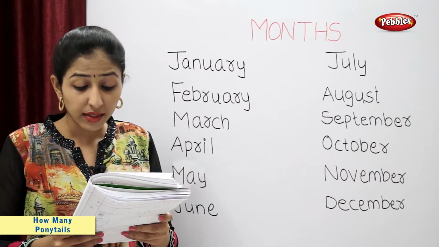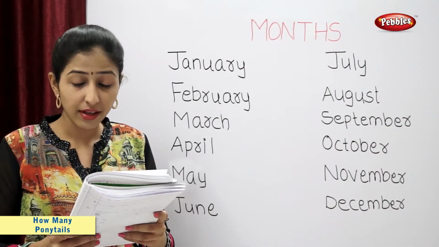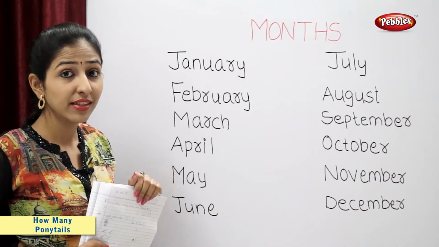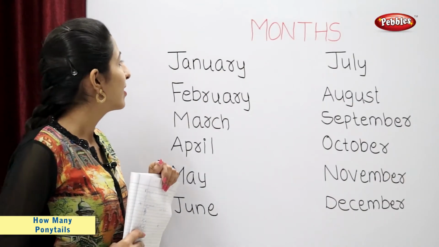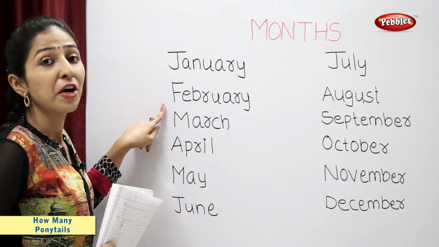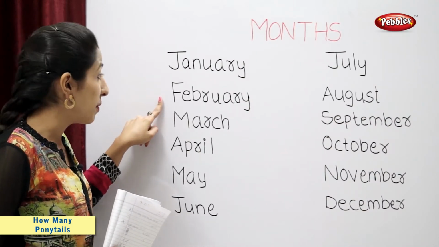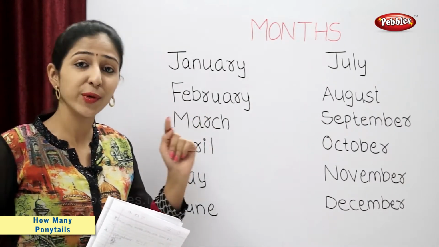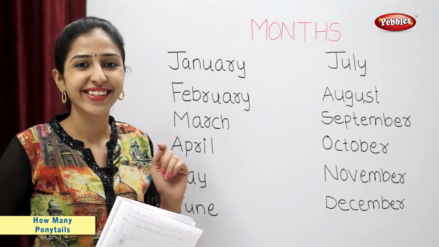How many months start with letter F? Look at the chart and tell me, students. February. Month February starts with letter F. So, there is only 1 month.